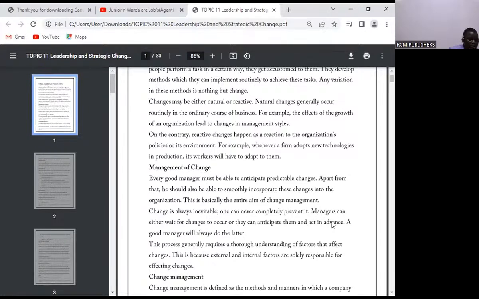This process generally requires a thorough understanding of the factors that affect changes. This is because external and internal factors are solely responsible for effecting changes. So as the managers respond to the changes, they must be able to ask themselves a question: What are the factors driving the changes to occur? Are they originating from inside the entity, or are they coming from outside the entity? So you can have the forces coming from external, and you can also have the forces emanating from internal.